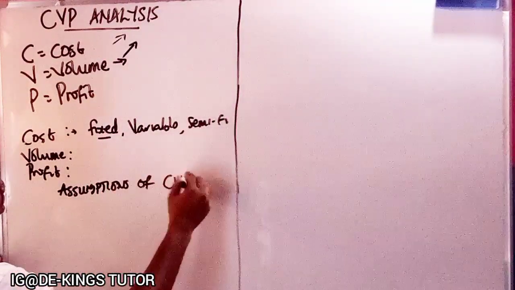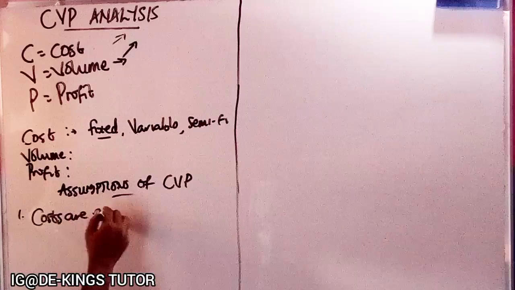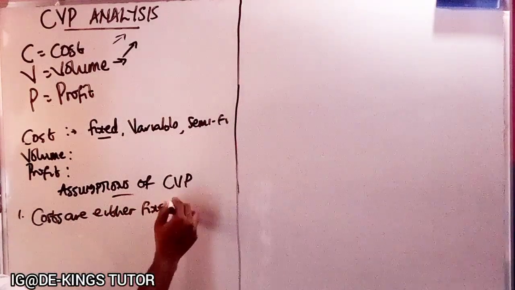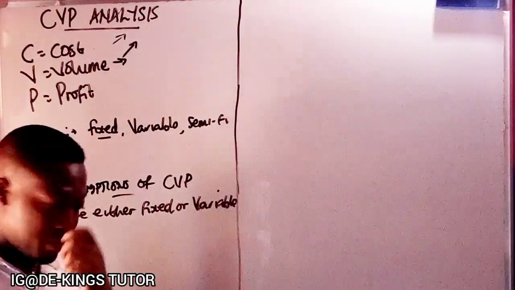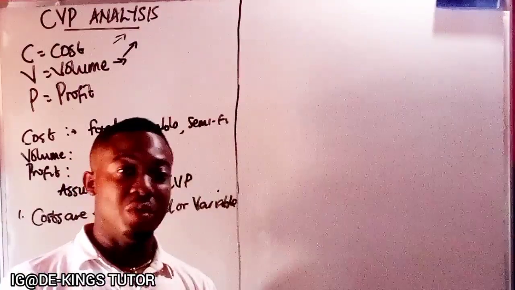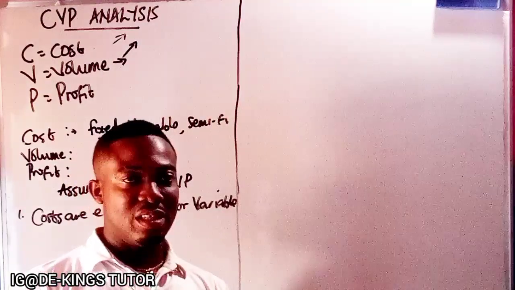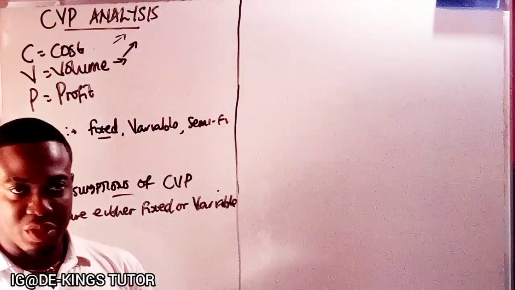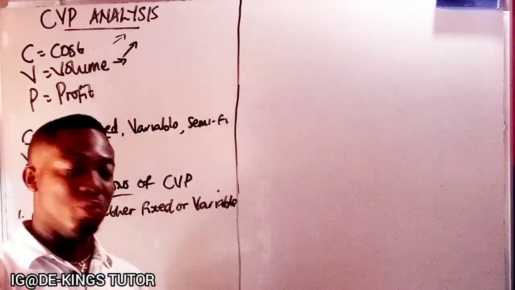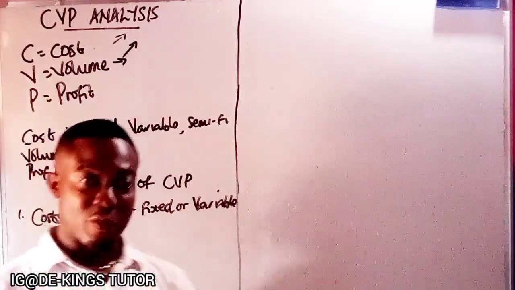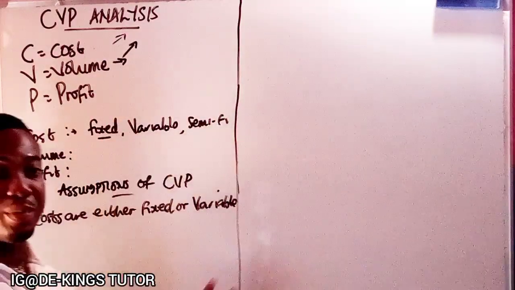Assumptions of CVP. One of the assumptions is that costs are either fixed or variable. So it doesn't give room to either semi-fixed or semi-variable. It is assumed that while using CVP analysis, the costs of the enterprise are either fixed, like salaries, depreciation costs, or storage costs, which do not change with the level of output, or they are variable, that is, the aspect of cost that changes with the level of output. So this is the two classification of cost as an assumption for using the CVP analysis.